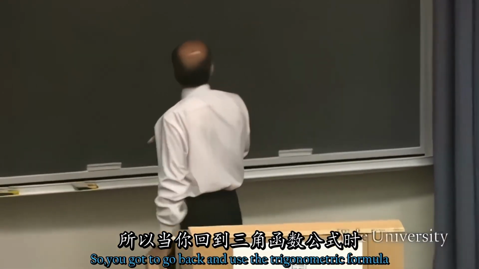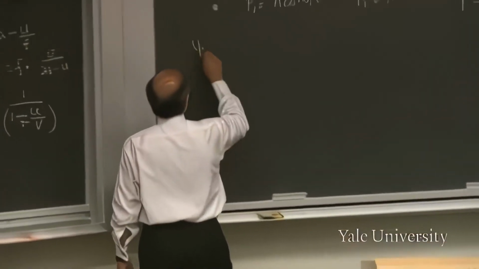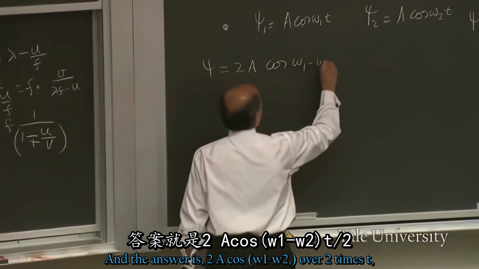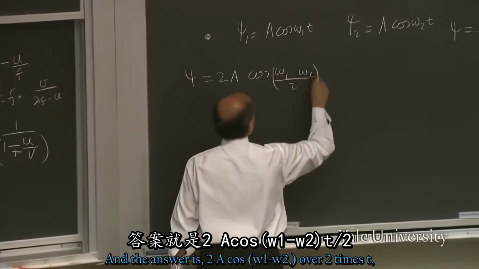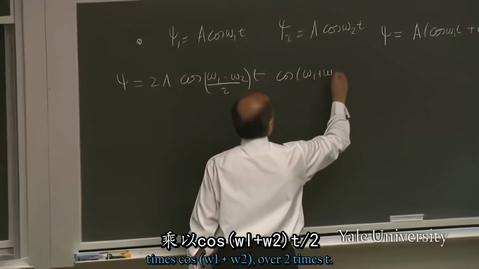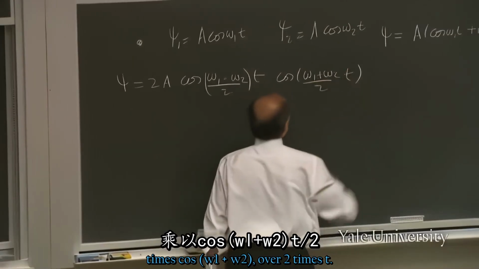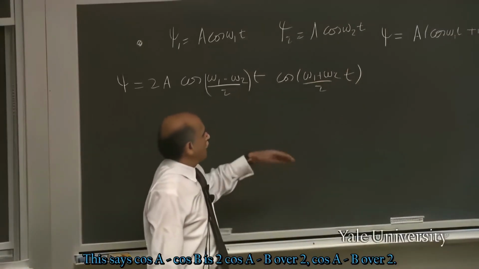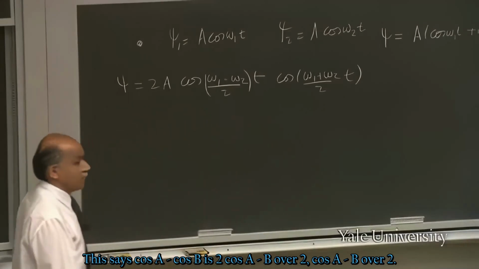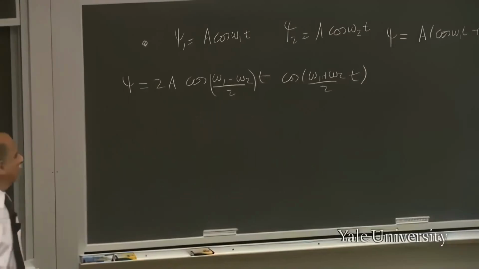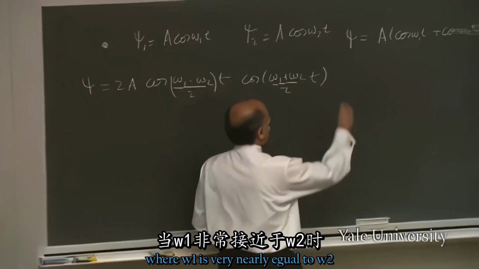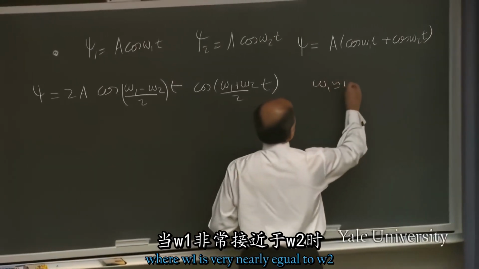So you have to go back and use the trigonometric formula, and the answer is 2a cosine of (omega 1 minus omega 2) over 2 times t, times cosine of (omega 1 plus omega 2) over 2 times t. This says cos a plus cos b is 2 cos (a plus b) over 2 cos (a minus b) over 2. All right, so we are interested in the case where omega 1 is very nearly equal to omega 2.